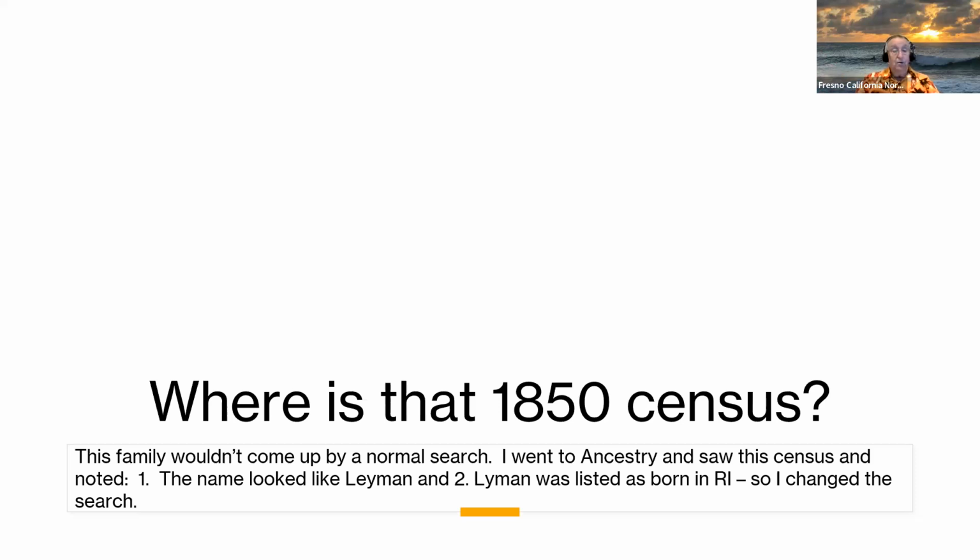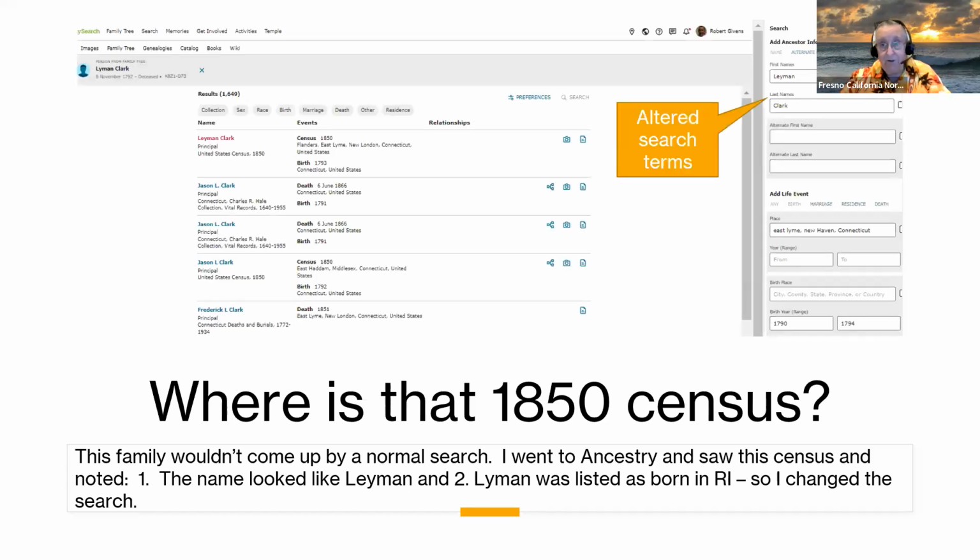Leyman, Clark, instead of Lyman. And it shows him born in Rhode Island instead of, I think it's Connecticut. And so that's enough to where Family Search will never find him. But I know now what I probably need to do. I need to go back to Family Search and do a search and make the change to Leyman, and see what happens. And sure enough, I do that search and there's that 1850 census.